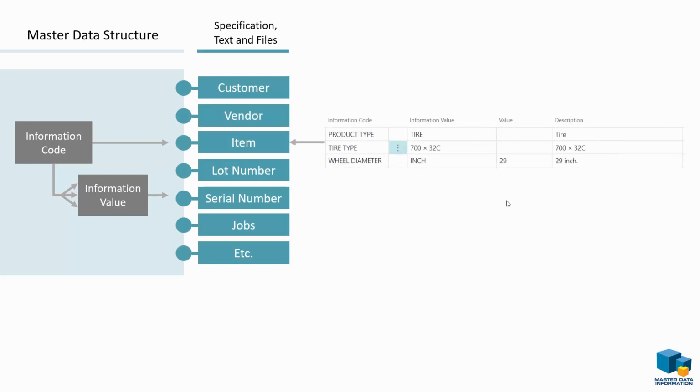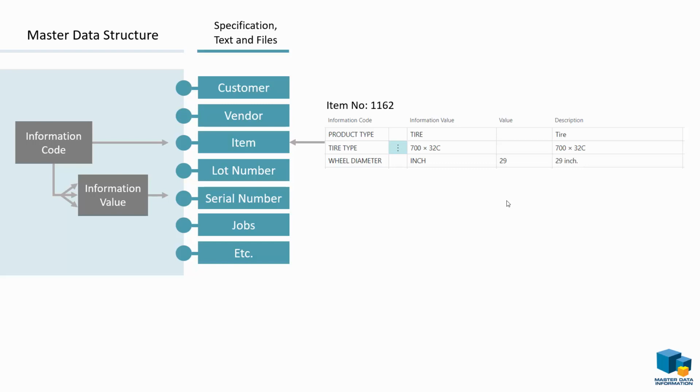This means that in the example of item number 1162, we have attached the information code product type and the information value tire, which was a drop down, and there's no value because it's only the drop down we want to select. And then we attach the tire type, also from a drop down with the information value, and in both of the first 2 lines, the description was just coming from the information value in the middle layer, so that's generic.